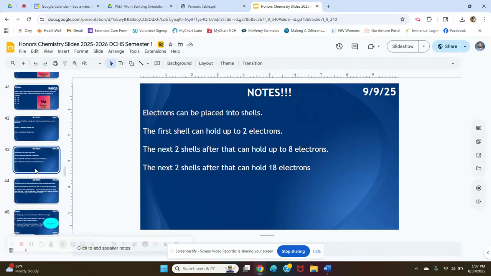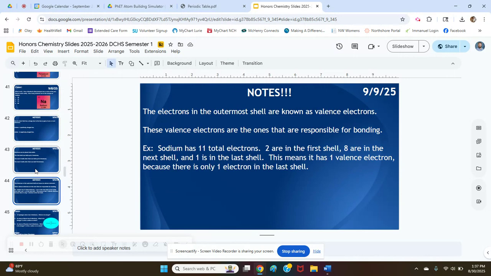Moving on. Electrons can be placed into shells. The first shell can hold up to 2 electrons. Those are those orbitals that we talked about before when you were doing those Bohr diagrams, those circles around the nucleus of the atom. The next 2 shells can hold up to 8 electrons, and the next 2 shells after that can hold 18 electrons. The electrons in the outermost shell are known as valence electrons, and these electrons are the ones that are responsible for bonding. So sodium has a total of 11 electrons. 2 are in the first shell, 8 are in the next shell, and 1 is in the last shell. That means it has 1 valence electron because there's only 1 electron in the last shell.